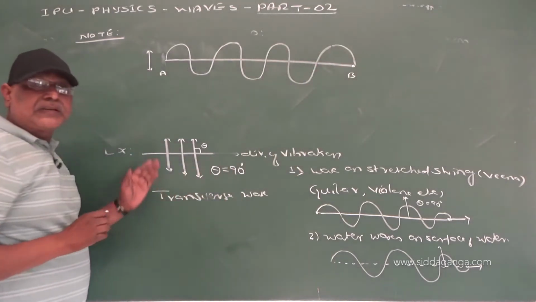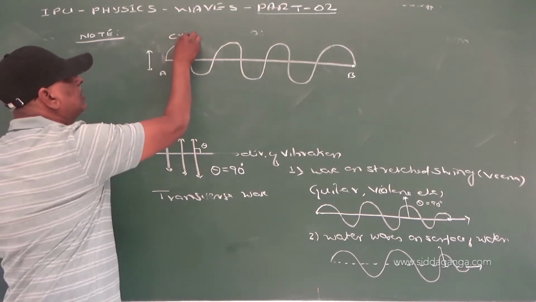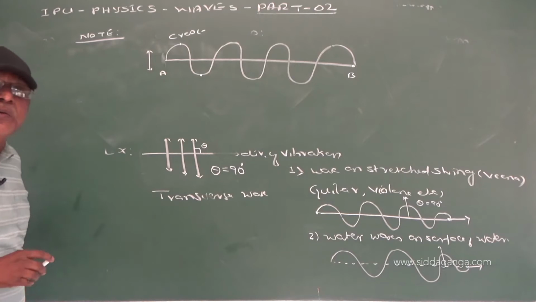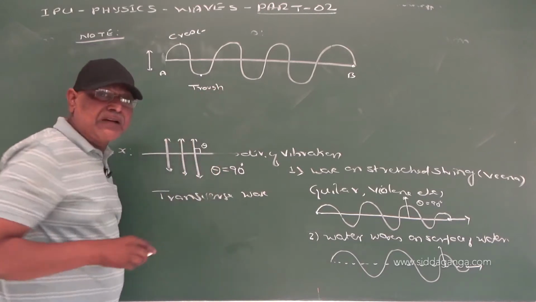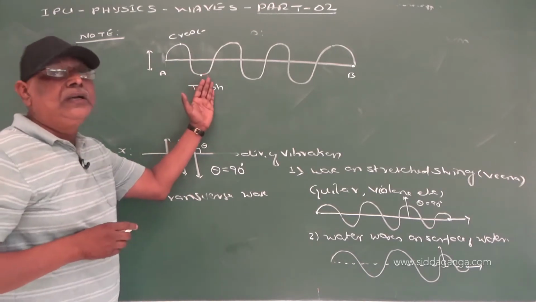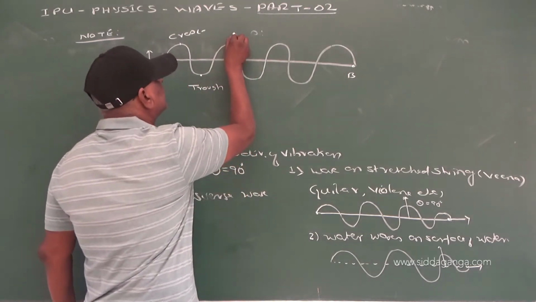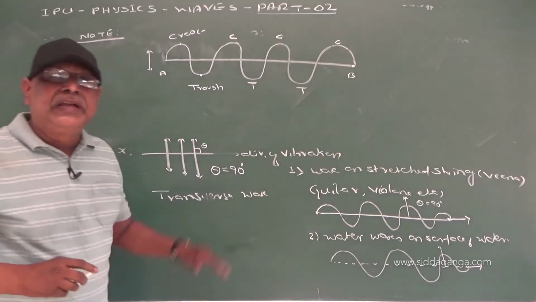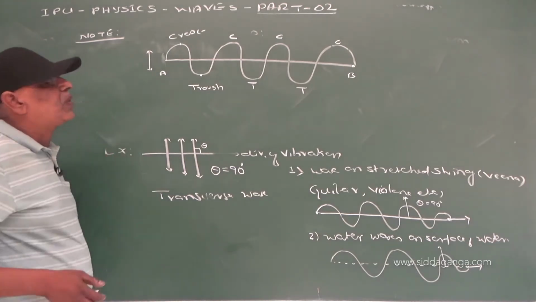So, when the string is moved upwards, an elevation is produced. This is called a crest. When the string is moved downwards, a depression is formed. Now it is called a trough. So these alternate troughs and crests propagate along the length of the string. This is crest, trough, crest, trough, crest, trough, like that. It appears like water waves, not exactly, but it appears like water waves.